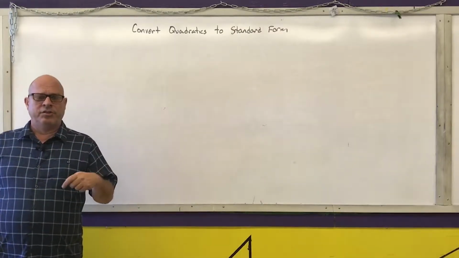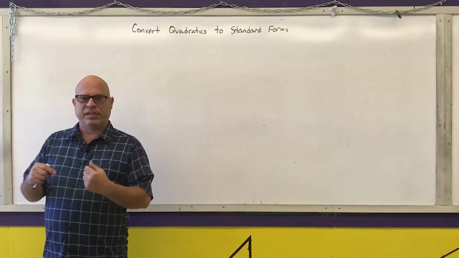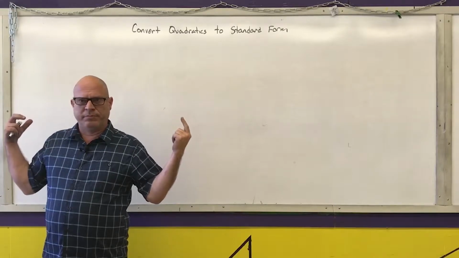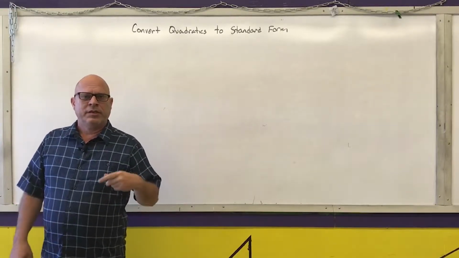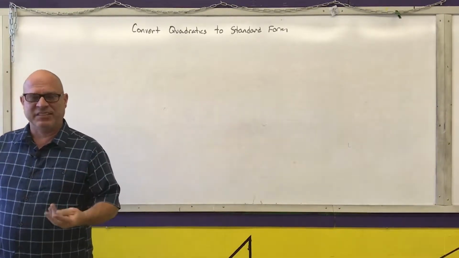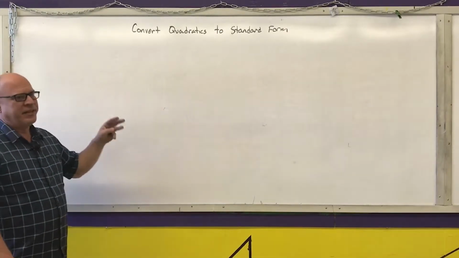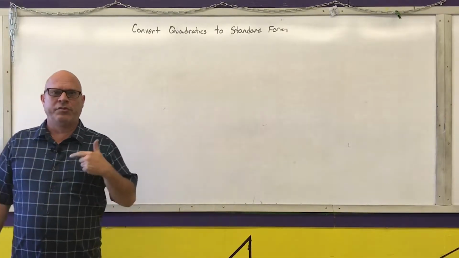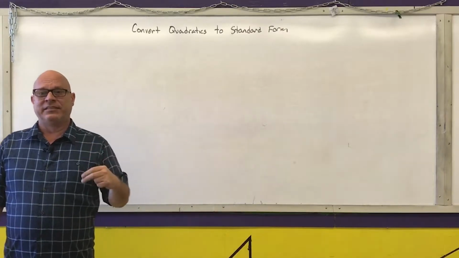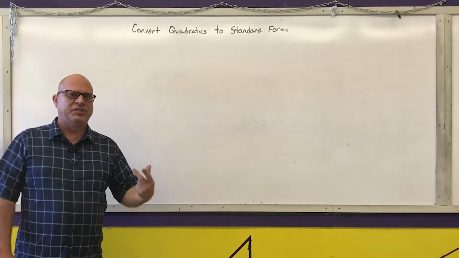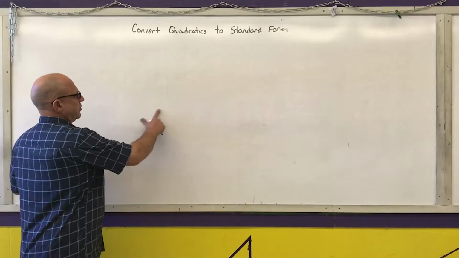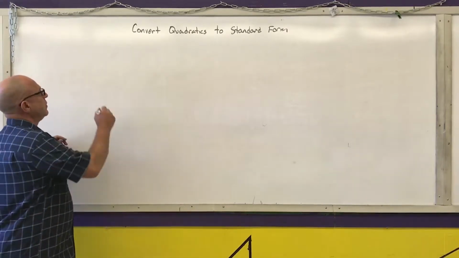We have learned how to multiply two binomials together. We have learned how to square binomials. So one of the uses of these things is to turn quadratics that are in either intercept form or vertex form back into standard form. So this is just an application of stuff that you already know. I'm going to do two examples of each.